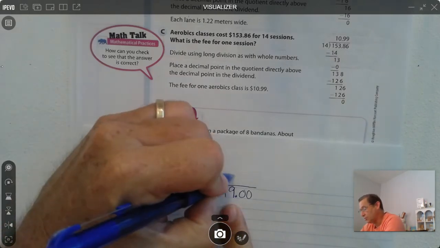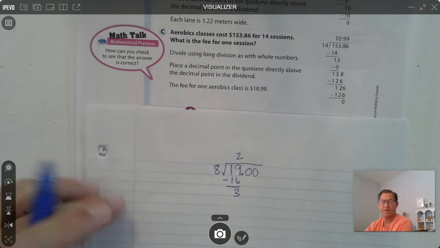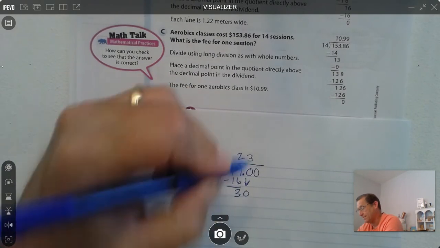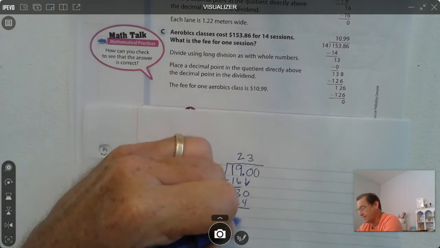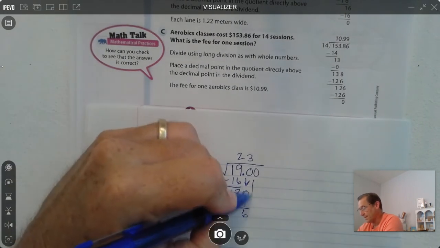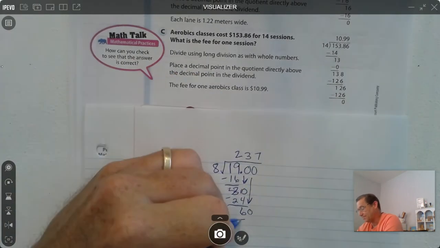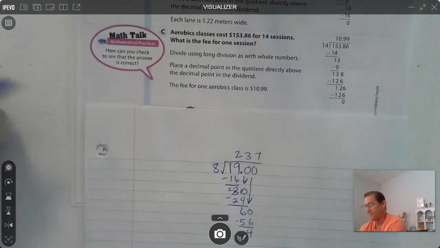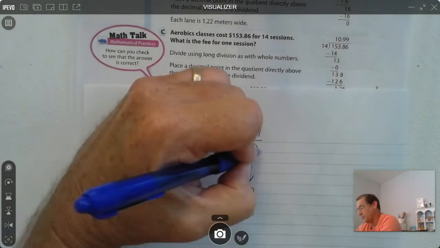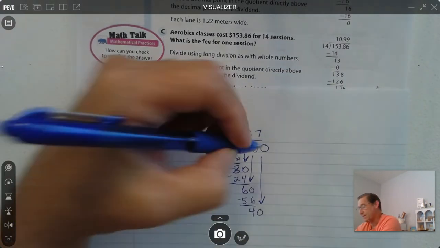8 times 2 would be 16. Subtract, we're going to be left with 3. We're going to bring down the 0 tenths. 8 times 3 is the closest we can get to 30. Subtract, we're left with 6. Bring down the 0 hundredths. 60 divided by 8 is 7. Subtract, we get 4. Well, the quotient is not repeating and the decimal hasn't terminated yet. So let's bring down a 0. 8 times what is 40? 5.